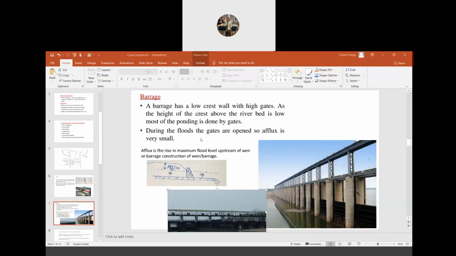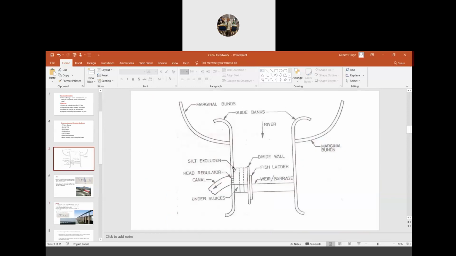Okay, so this is called the afflux. You should remember this thing. Afflux is nothing but the rise in maximum flood level at the upstream end due to the construction of a weir or barrage. Okay, so we have studied the first component.